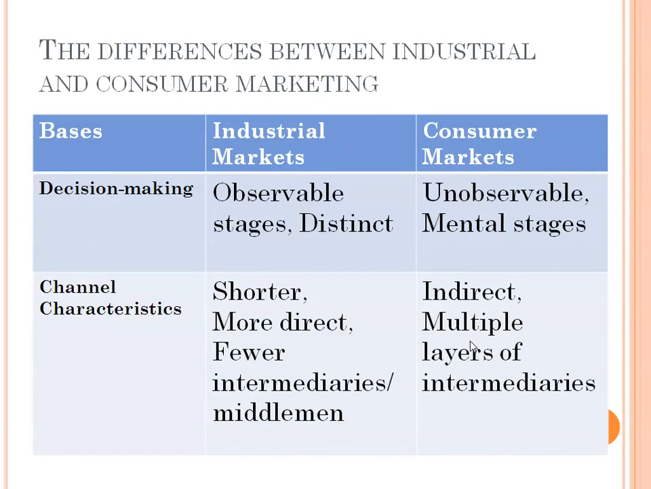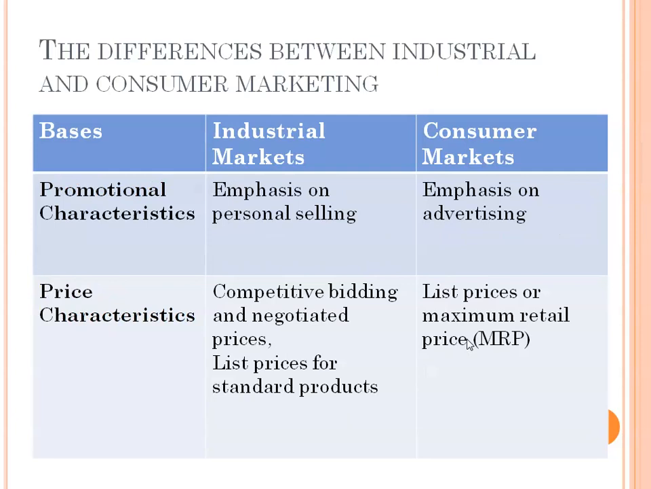And channel characteristics: after the products are manufactured, we have distribution channels so that the products ultimately reach the final consumers. Here in industrial markets, the distribution channels are shorter and more direct, and there are fewer intermediaries or middlemen. In consumer markets, there are layers of intermediaries. There may be a chain of wholesalers or a chain of retailers, and maybe both.